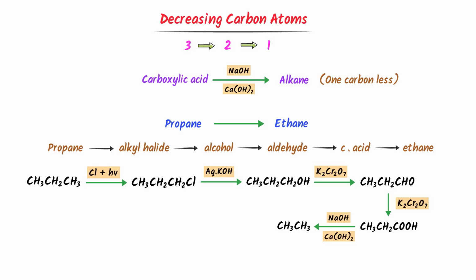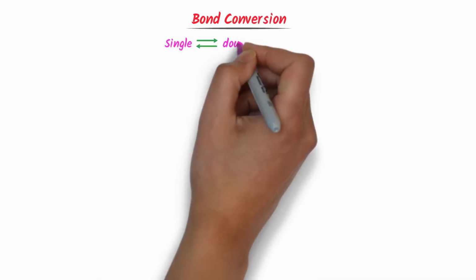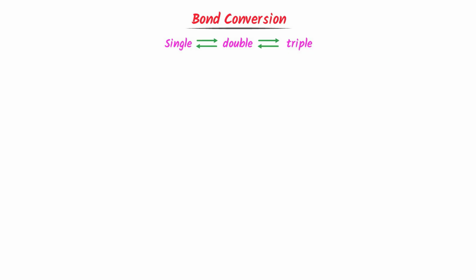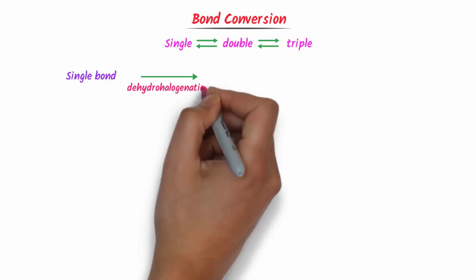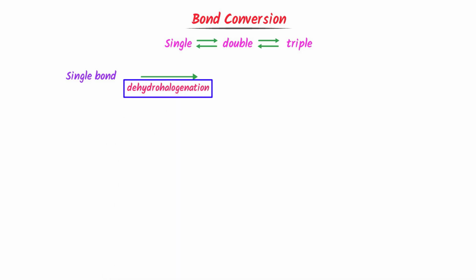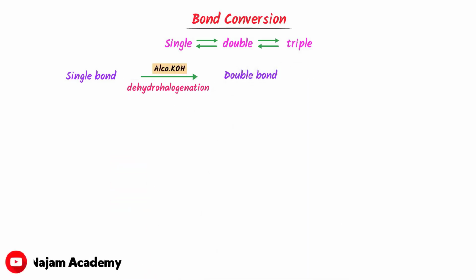Therefore, using these steps, we can downgrade the number of carbons in any alkane like converting propane to ethane. Now the third type of conversion reactions are bond conversion. In these type of reactions, we convert bonds like single to double, double to triple, and vice versa. For instance, in case of single bond, we do its dehydrohalogenation. The word dehydrohalogenation means that we remove hydrogen and chlorine atoms.